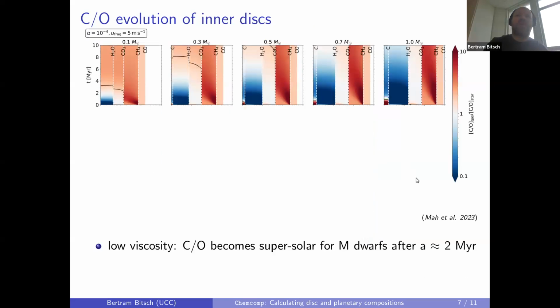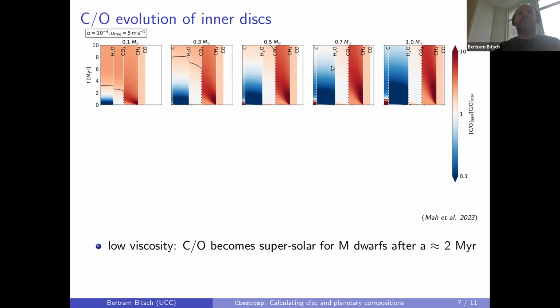Now we can use this also for different stars in order to understand the difference in the inner disk chemical composition. From observations, we know that the C/O ratio in the inner regions of disks around M dwarfs should be more carbon rich compared to solar type stars. And this is exactly what our model shows.